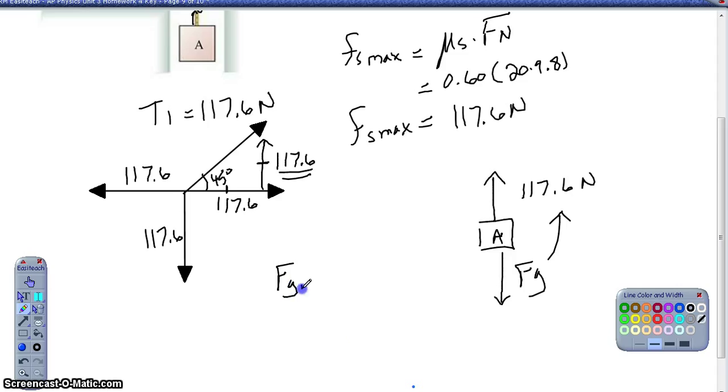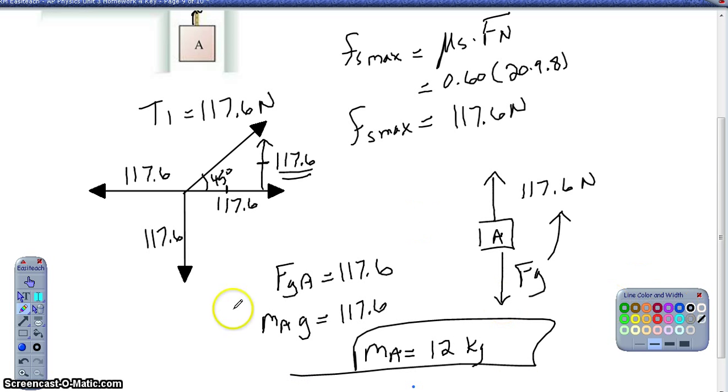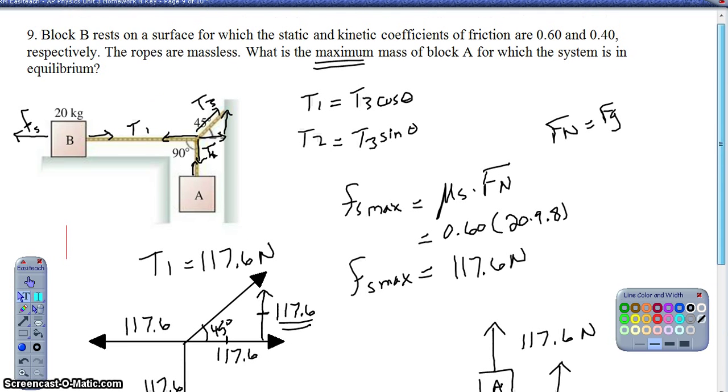So the force of gravity on block A equals 117.6, so mass of block A times gravity equals 117.6. So obviously then just divide both sides by 9.8, by gravity, and we get a nice clean 12 kilograms. It's a nice whole number there, but it ends up being 12 kilograms. So that's the maximum that block A can weigh to keep this system in equilibrium.